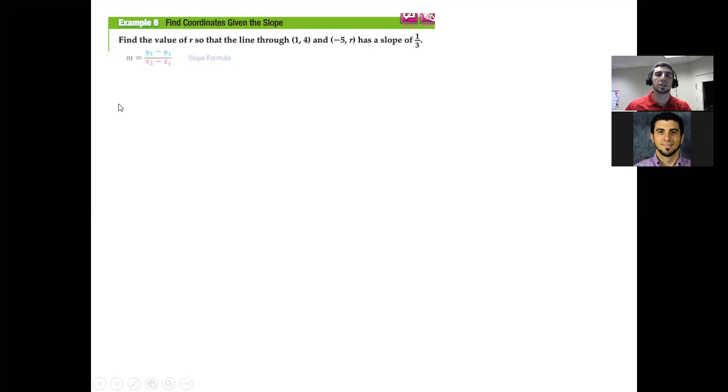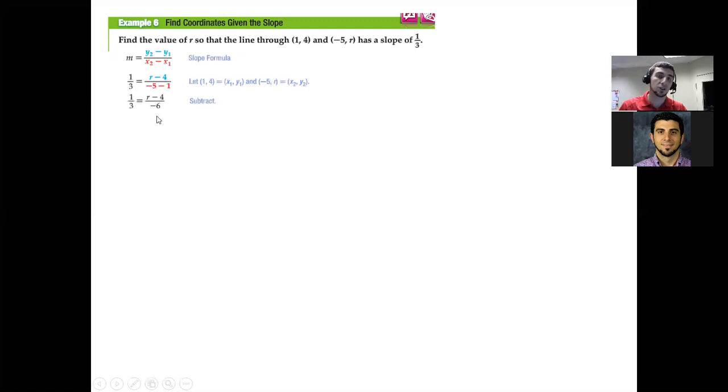So what we could do is substitute everything we know. We know the slope. We don't know y2, but we know y1, we know x2, we know x1. So substitute everything in. 1/3 equals r minus 4 over -5 minus 1. Simplify a little bit. 1/3 equals r minus 4 over -6.